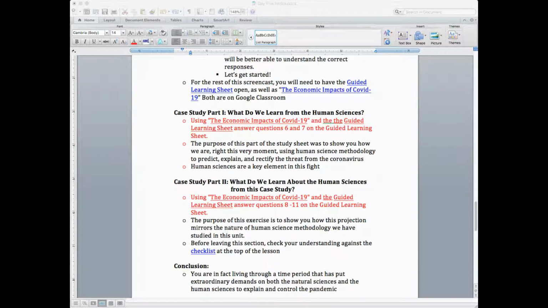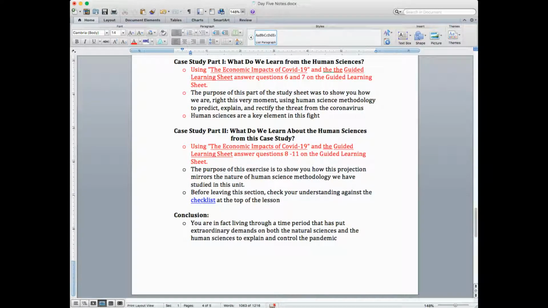And finally, to wrap up this discussion and case study, to what degree do we have certainty in this example of a human science prediction? Well, we have confidence that if we follow the prescriptions that are made, and if our data is accurate, we can reduce the worst effects of this pandemic. Further, we can also predict what the alternative is, what will happen if we do not. So now, again, the purpose of this exercise was to show you how this projection mirrors the nature of the human science methodology we've studied.